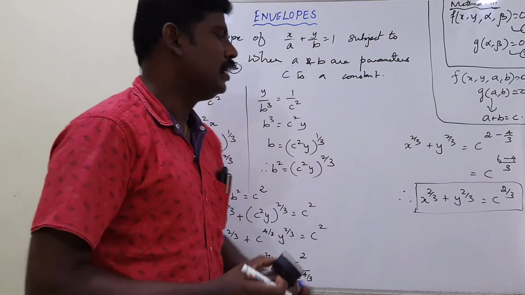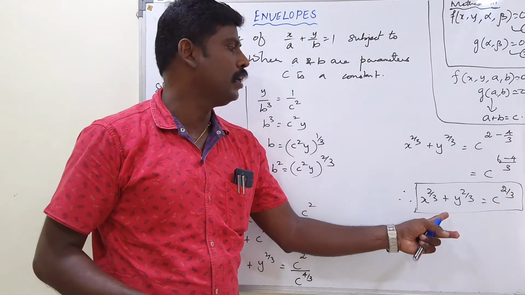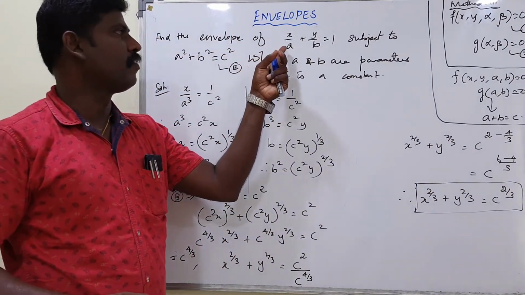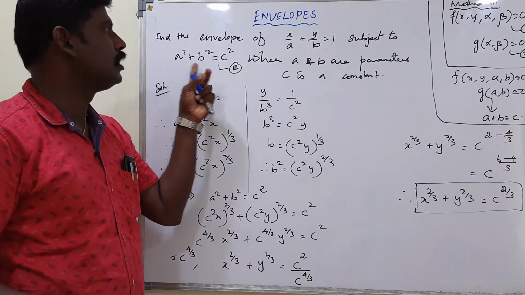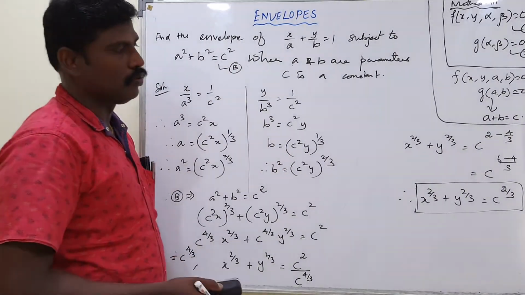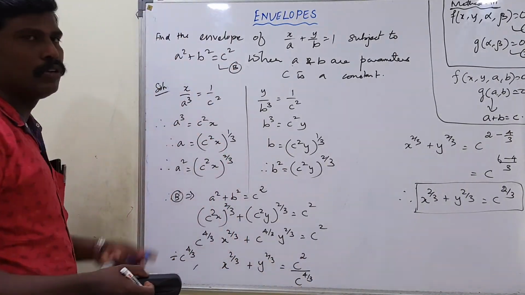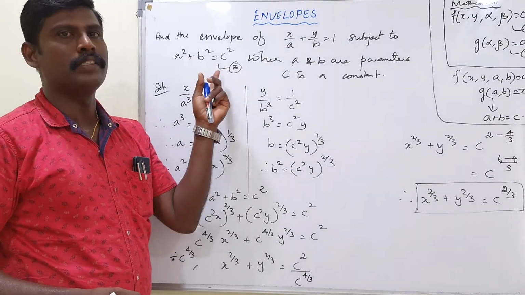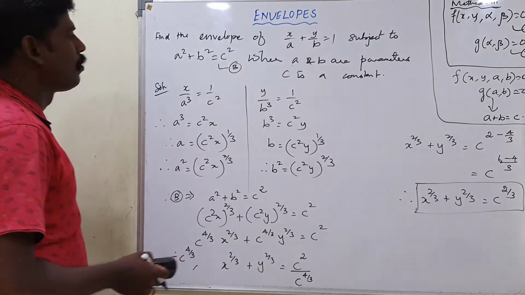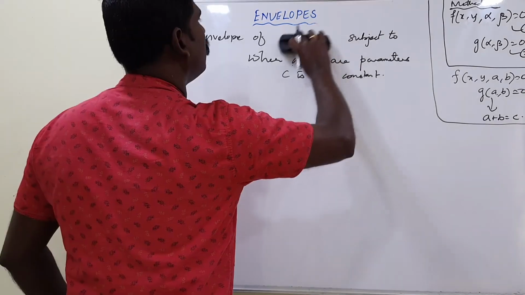This is the equation of the envelope of the given family of curves having two parameters subject to the condition a square plus b square is equal to c square. Okay, that's all. These are all most important problems. 8 marks can be awarded for this problem. Right. Next one.